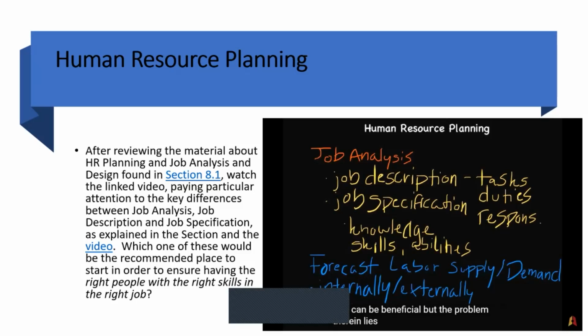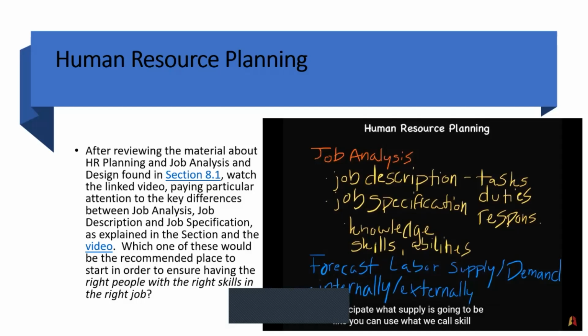But the problem therein lies if you don't have internal applicants that have the required or needed knowledge, skills, and abilities, then obviously you have to look outside the organization. There's no way that you can continue to try and attract employees internally if they don't have the required skill sets. And so you may have to look outside the organization. Now, there are a couple of tools that you can use to try and forecast labor supply and demand, or at least try and anticipate what supply is going to be like.